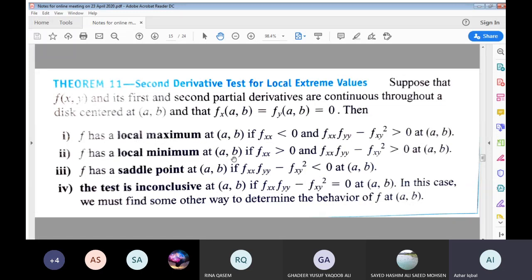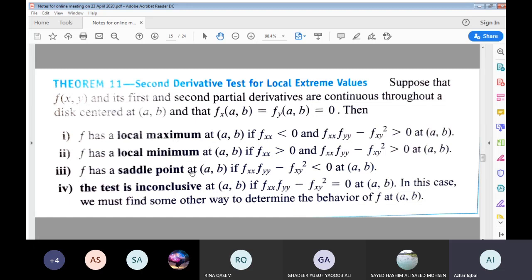Now the function has a local minimum at this point if the second partial derivative of f with respect to x is greater than 0, and again this whole expression remains greater than 0 at the same point. You see, in these two conditions this expression remains greater than 0, whereas only the sign of the second partial derivative with respect to x of the function f changes, and this change of sign means whether we have a maximum or a minimum.